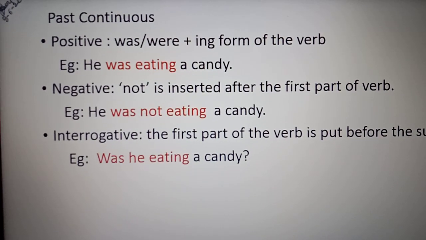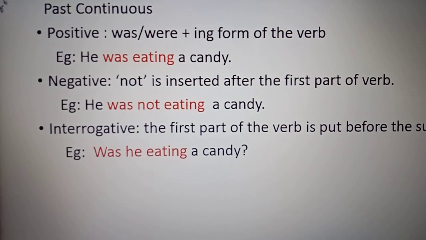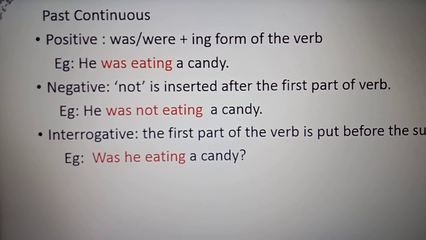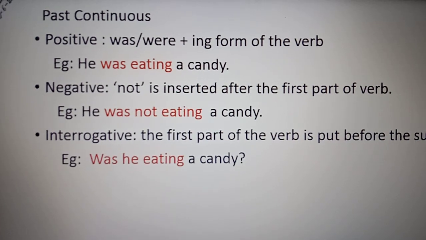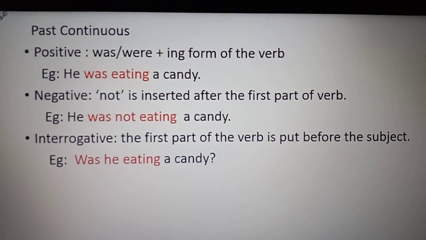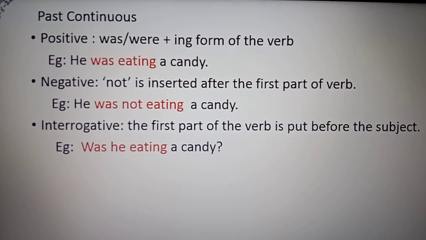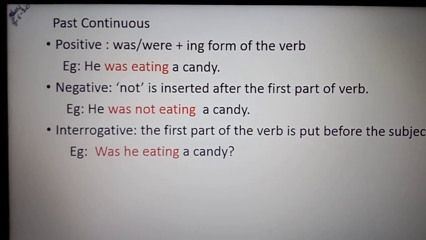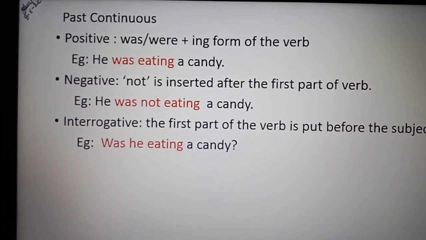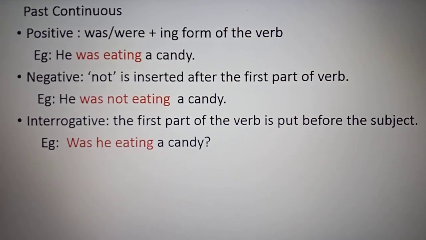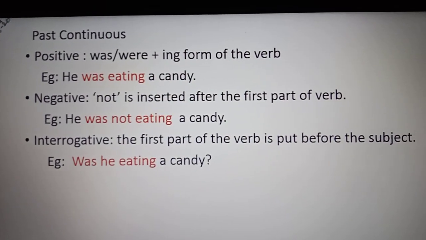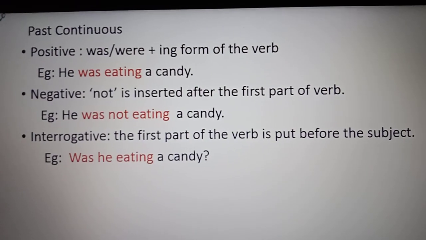That was a verb plus ing form of the verb. He was eating a candy. Negative is not: He was not eating a candy. And interrogative is same as I told you, the verb will be coming in the first place. Was he eating a candy? Understood, children? So these are all the past forms you have to use, how to use the sentence in the positive way, in the negative, or in the interrogative form.